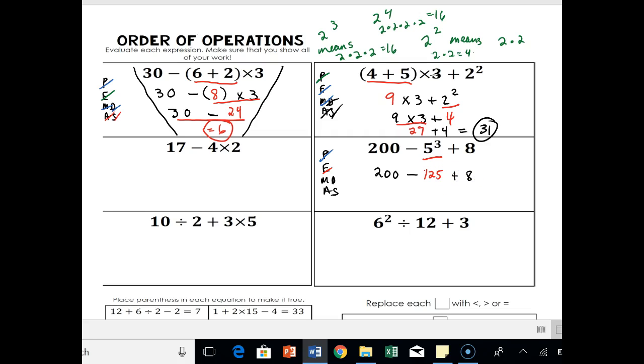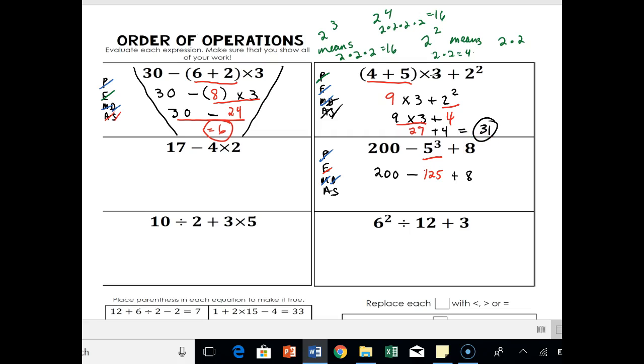Now I see if I have any multiplication or division. I don't, so those are out. Now I will add or subtract from left to right. As I read it left to right, subtraction comes first, so I do that first, and then I will do my addition. Sometimes this is misleading because the A comes before the S, so it looks like you always add before you subtract. Not true. As I read it left to right, subtraction comes first, then I'll do my addition.